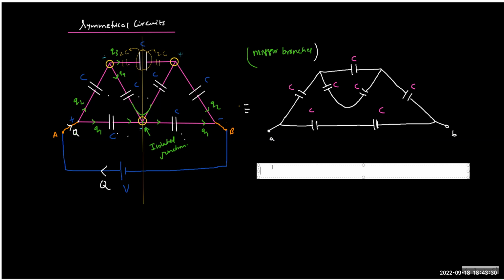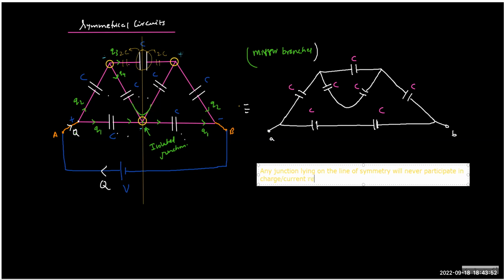Okay, so what should I write here? Any junction on the line of symmetry will never participate in charge or current redistribution, means it can be treated as an isolated junction. Okay.